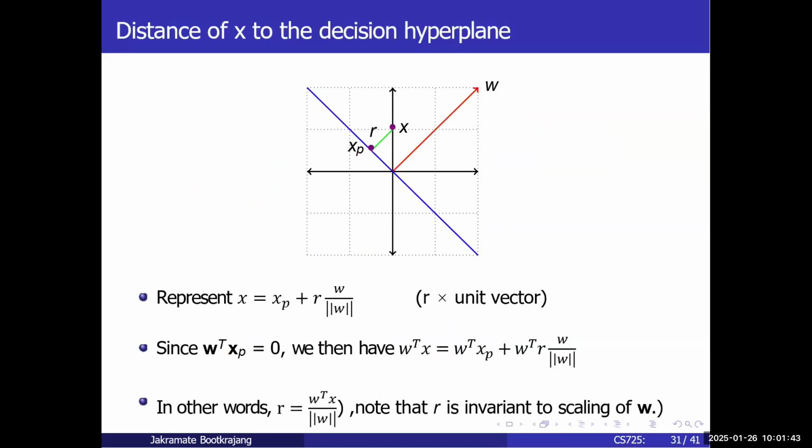So how can we calculate this using mathematics? We have our decision boundary W, and you have the point X.